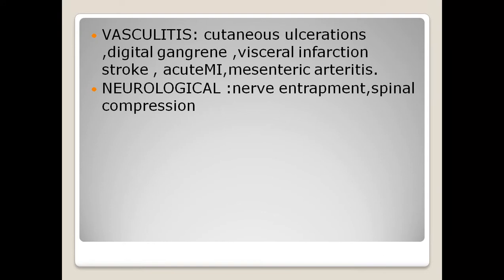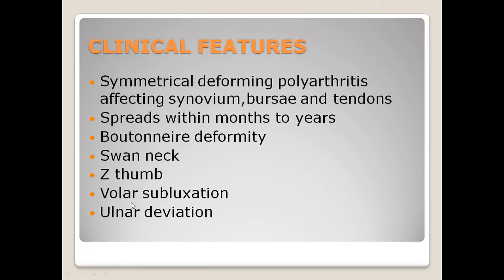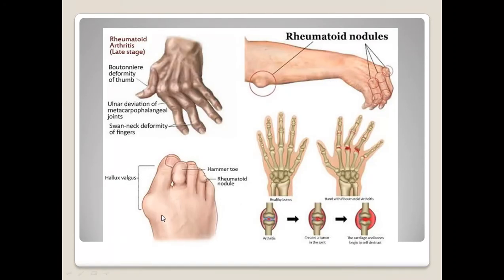And the vasculitis, cutaneous ulcerations, digital gangrene, visceral infarction, and the neurological nerve entrapment and spinal compression. So the important points here are the Boutonniere deformity, the swan neck deformity, the Z thumb, the volar subluxation, and the ulnar deviation. And in the lower limb, there is hallux valgus, hammer toe, and rheumatoid nodules. These are the important things you should remember.